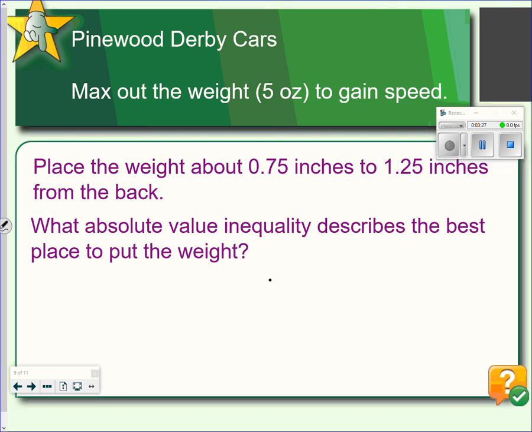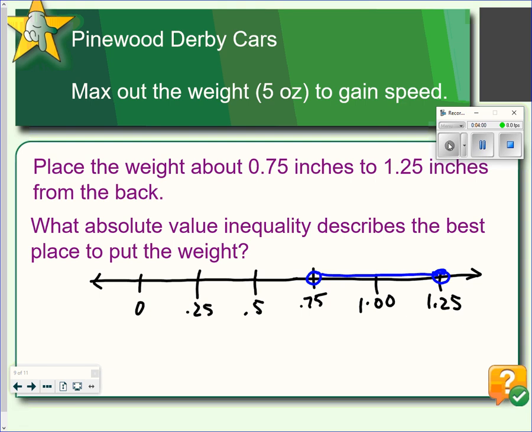So I'm going to start by graphing it. So we have 0.75, 1, 1.25, and we want our weight to be between these two endpoints, so it looks like this. So we're going to write an inequality to represent that graph. To do that, I'm going to first extend my graph. So now my graph includes 0 because absolute value is distance from 0.